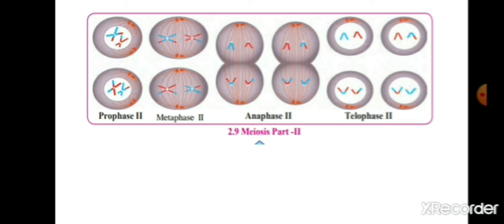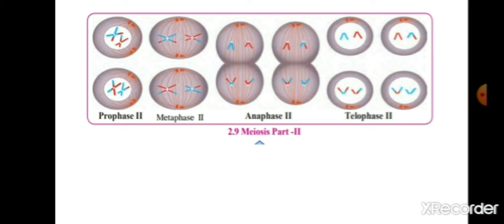Now let us go through the 5 stages of prophase 1 of meiosis. As I told you, the 5 stages of prophase 1 of meiosis are leptotene, zygotene, pachytene, diplotene and diakinesis. Now let us go one by one. In leptotene, the chromosomes start condensation and they become compact. Next one is the zygotene. In zygotene, homologous chromosomes start pairing. This pairing is called synapsis.